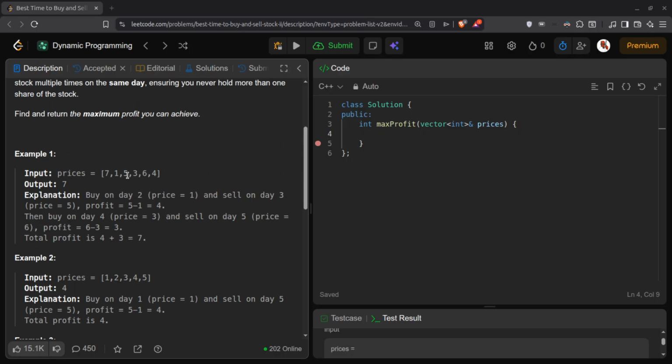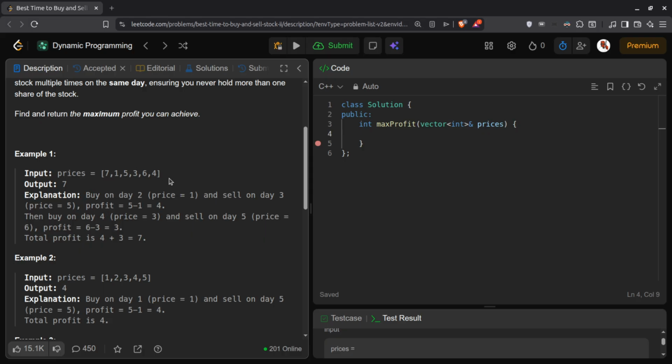So what the question is asking, you are given this array. This array indicates the prices of the stock on each date. Like day 0 it's 7, day 1 it's 1, day 2 is 5, day 3 is 3, day 4 is 6, day 5 is 4. So what is the best way to make a profit throughout this stock?